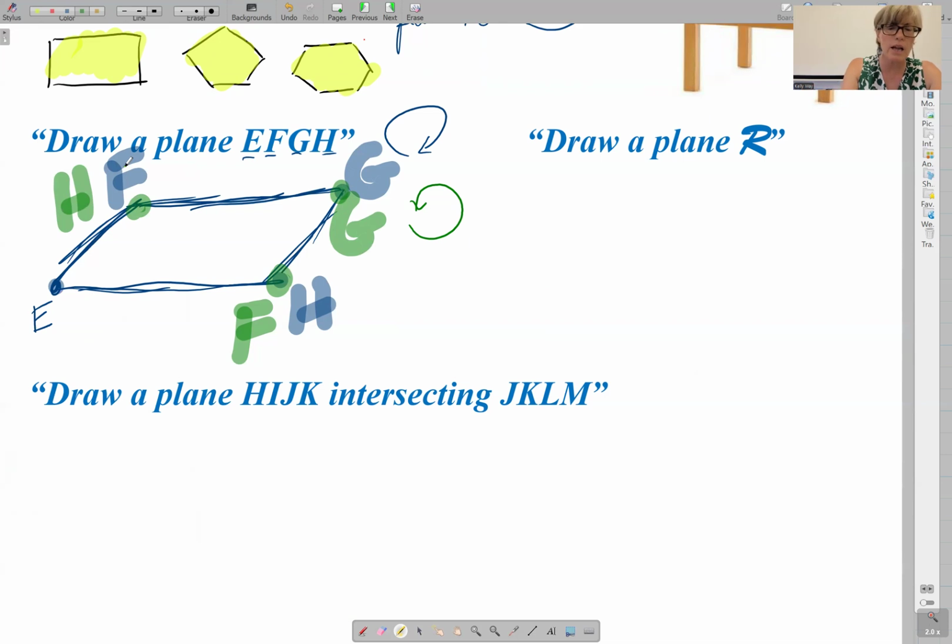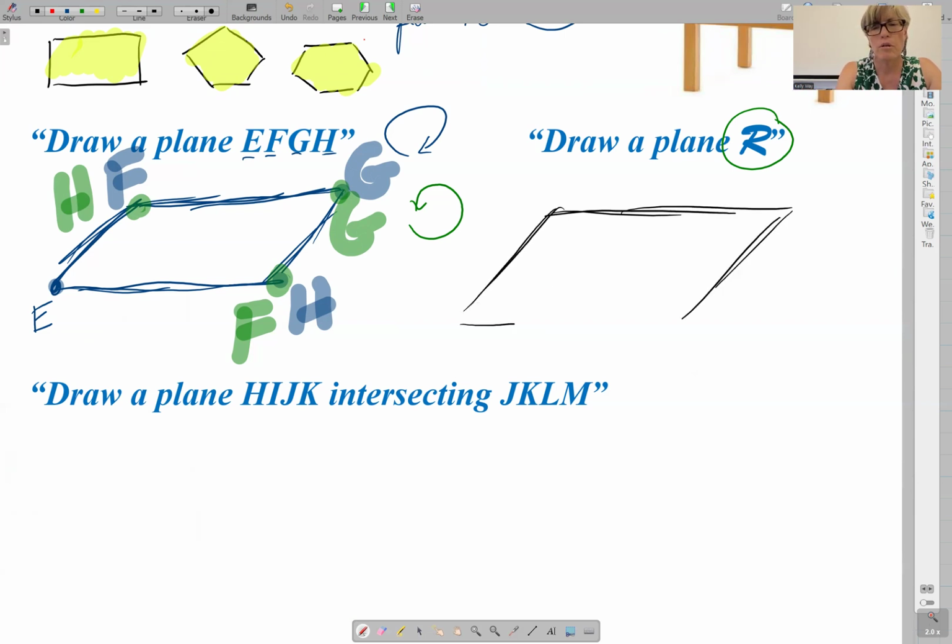On the right-hand side, it says draw plane R. Notice the R is cursive italic. So there's my plane and cursive italic in the corner.